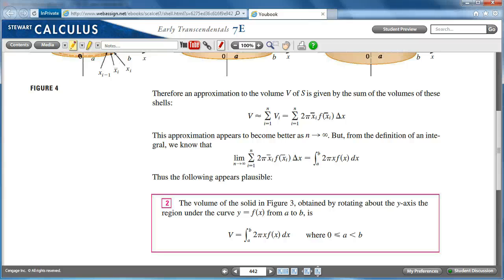Now, how do we derive this formula? That's an important question, but I'm going to answer that question in the next segment of the video. Let's move on to an example problem. Let's pause this a little bit.